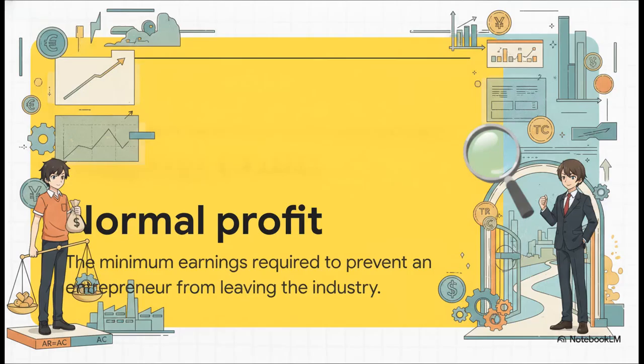So what exactly is a normal profit? Normal profit is the bare minimum earnings an entrepreneur needs to not just pack up their bags and leave the industry entirely. It is, essentially, the break-even point. It happens right when average revenue equals average cost, or total revenue equals total cost. The business isn't getting filthy rich, but they're making just enough of a return to justify staying in the game.